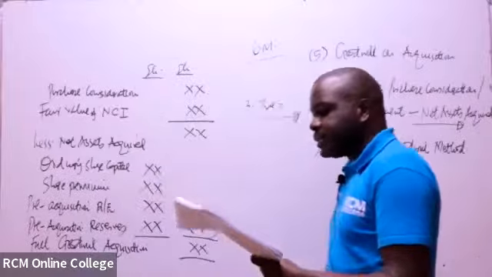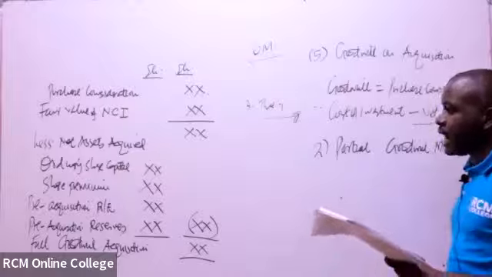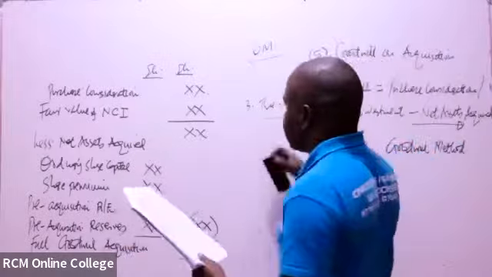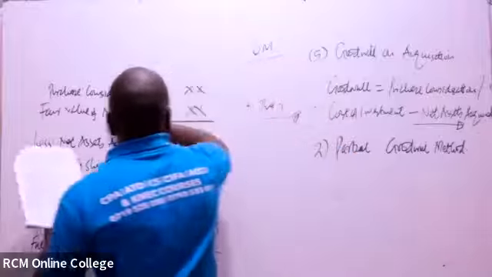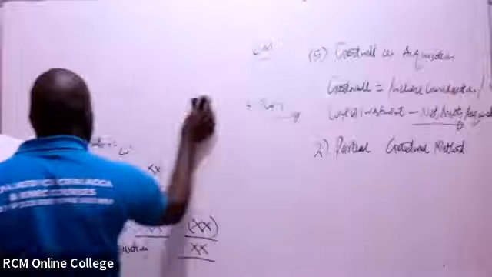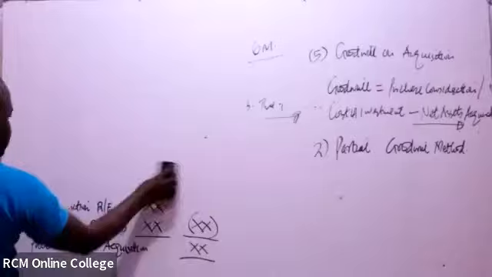It is determined as follows. Now you calculate the partial goodwill method, how you use the partial goodwill method to calculate.